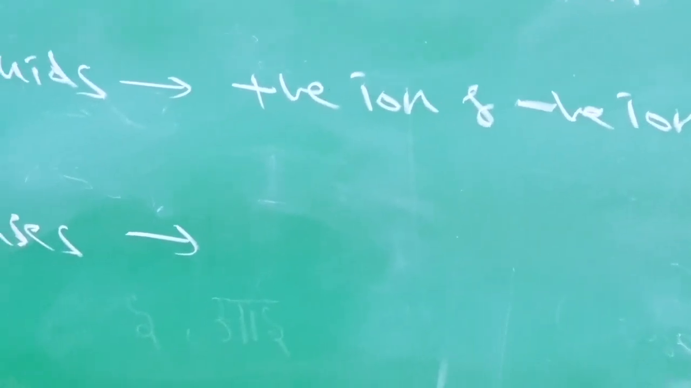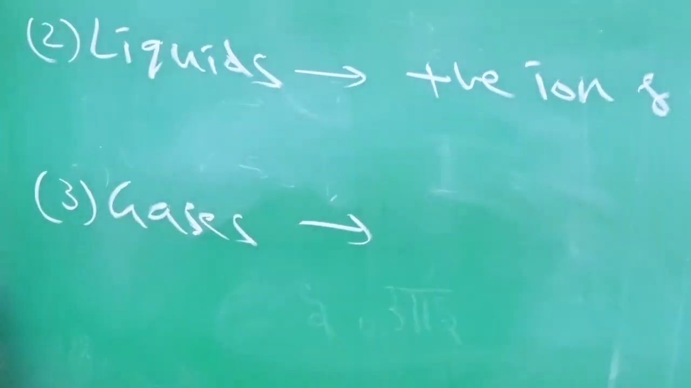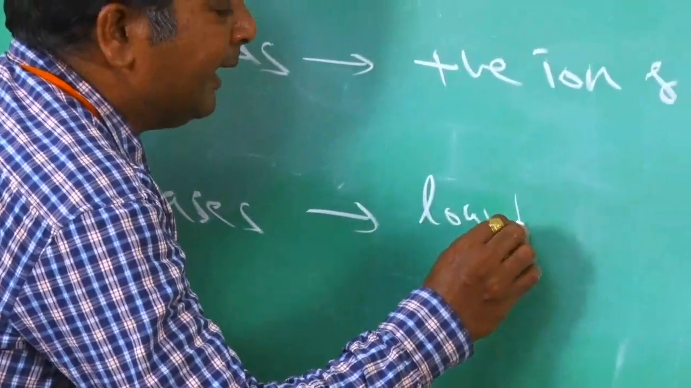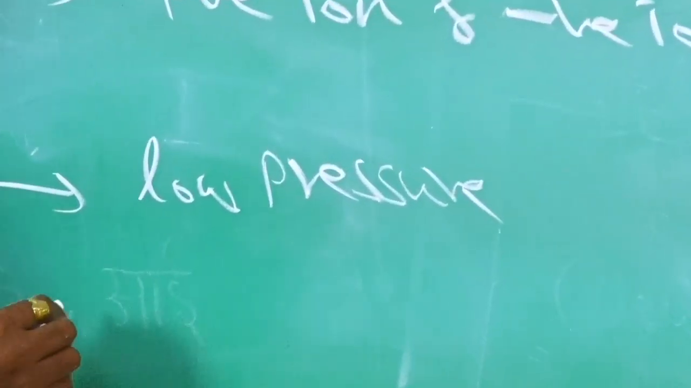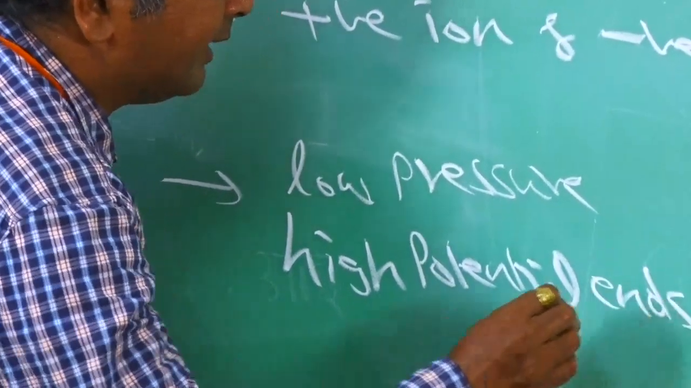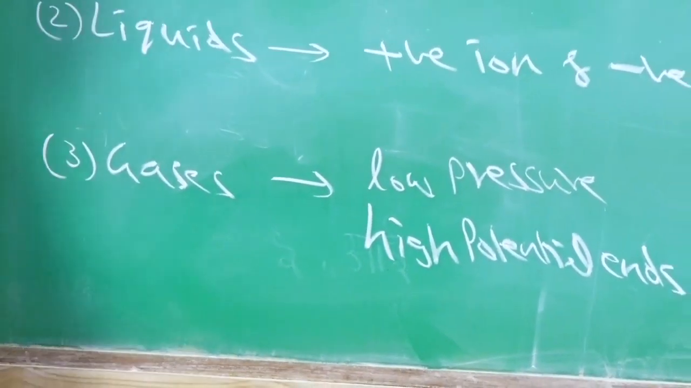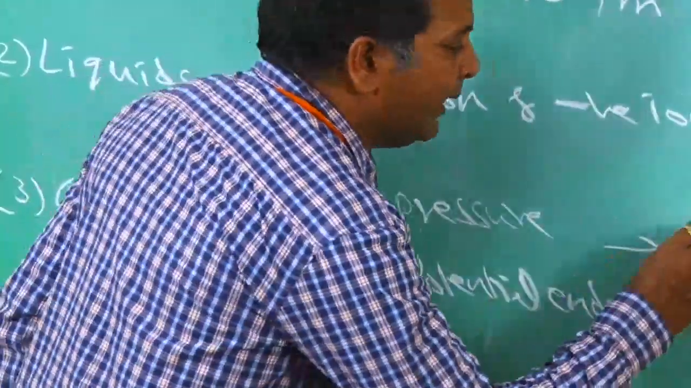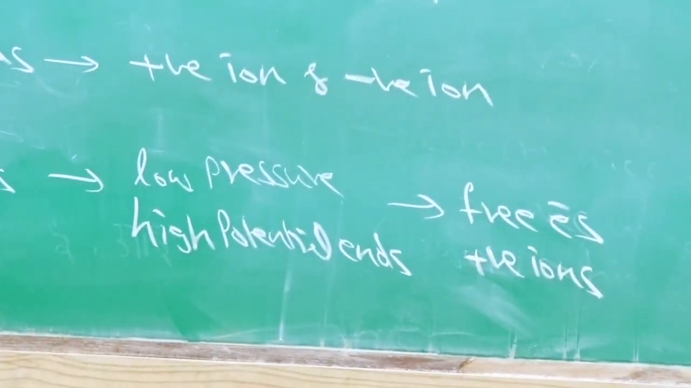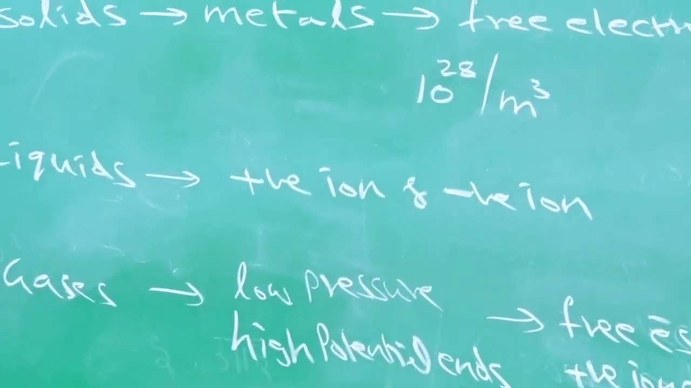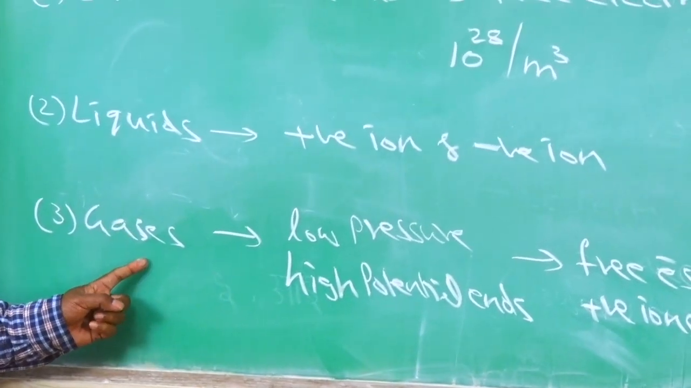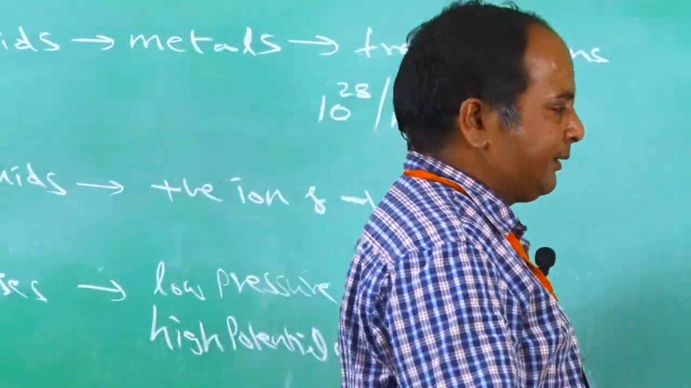Similarly, gases. Generally, we should remember that gas is an insulator. But if the gas is at very low pressure, and if you apply a high potential difference across the ends of the gas container, then this gas allows the flow of charge. So here the charge carriers are free electrons and positive ions, if and only if the gas is at low pressure and high potential difference. Otherwise, gas behaves as an insulator. This is about the electric charge carriers.